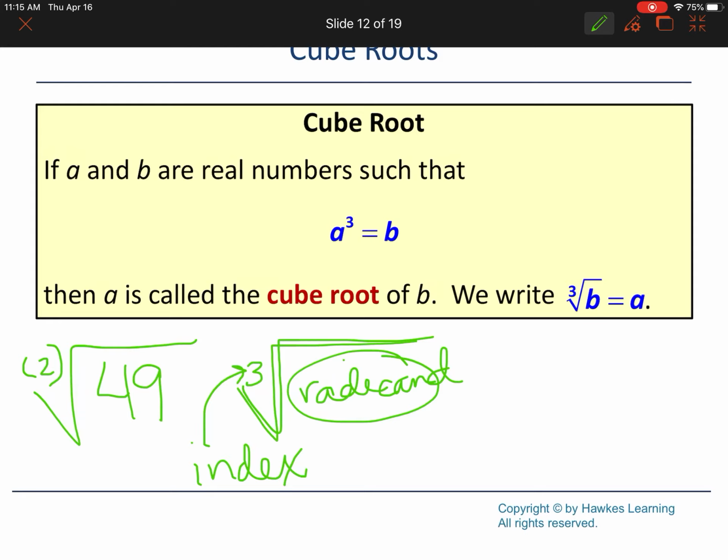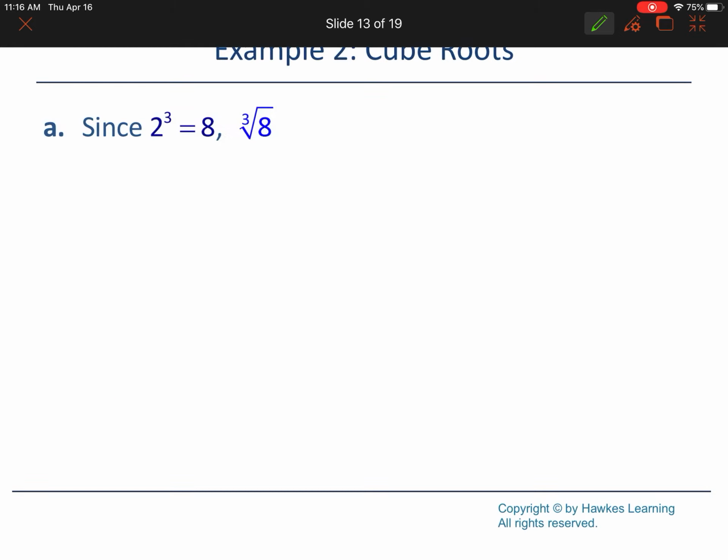Okay? So let's think about one of those numbers we just talked about. We know that 2 cubed is equal to 8, right? So that means the cubed root of 8 is equal to 2. Now, here's an interesting thing about cubed roots. Oh, there's the very one I just did. So if we know that 4 cubed is 64, then the cube root of 64 is equal to 4, right?